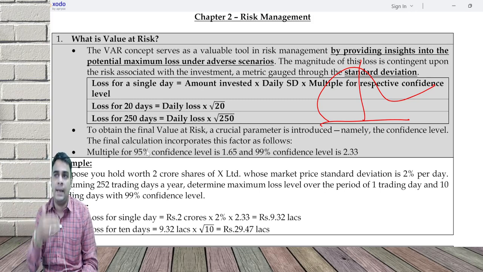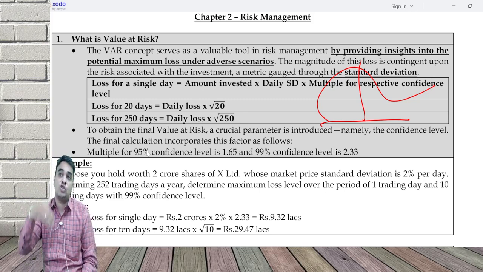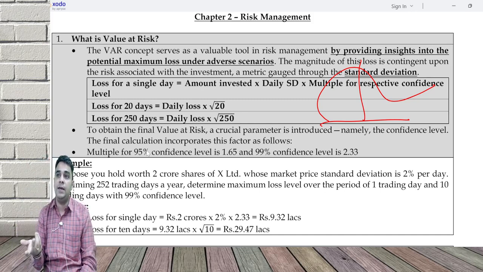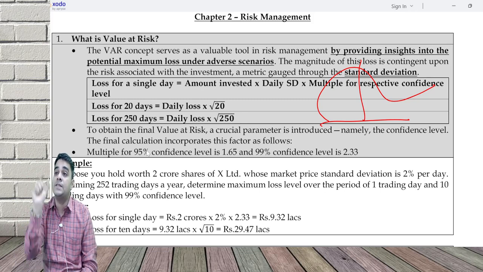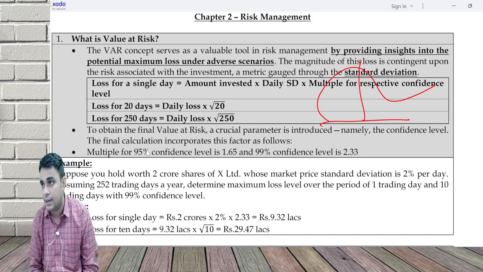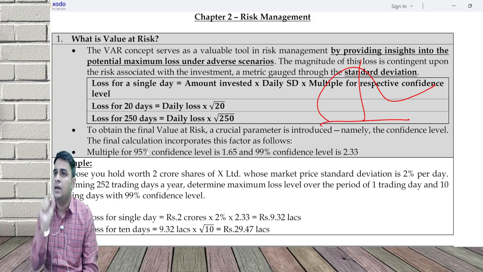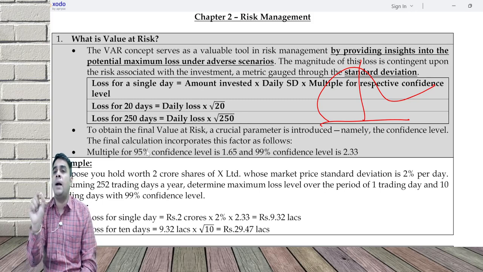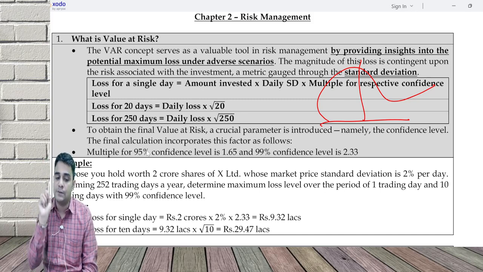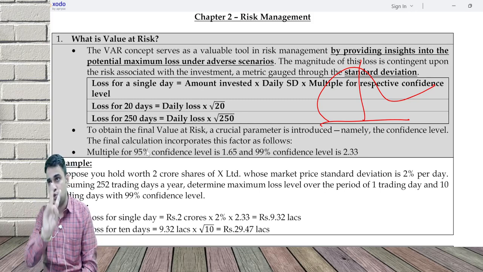Example, an event like COVID came in, your VAR would have failed at that time, because your loss could have been even more than what your VAR would have indicated. 99% confidence means your loss will not exceed that level with 99% probability, which means there is still a 1% chance of loss exceeding the value you are calculating. So how do you calculate loss? Loss for a single day is equal to amount invested into daily standard deviation into the multiple for the respective confidence level. You need to remember these two numbers. 95% is 1.65, 99% is 2.33.